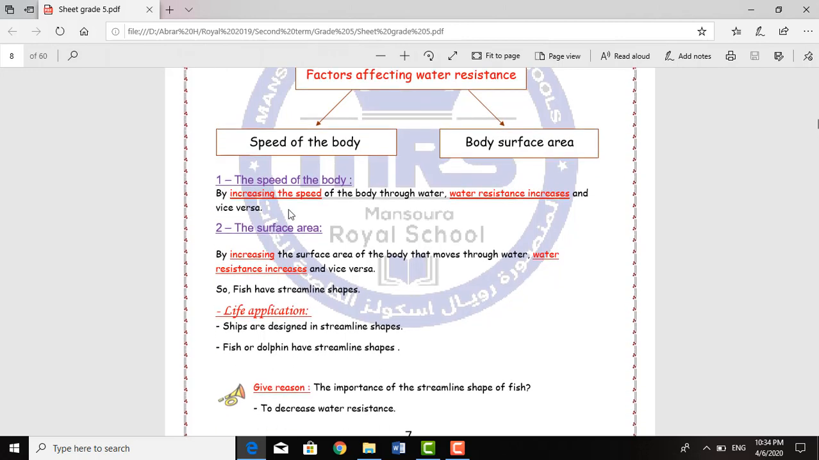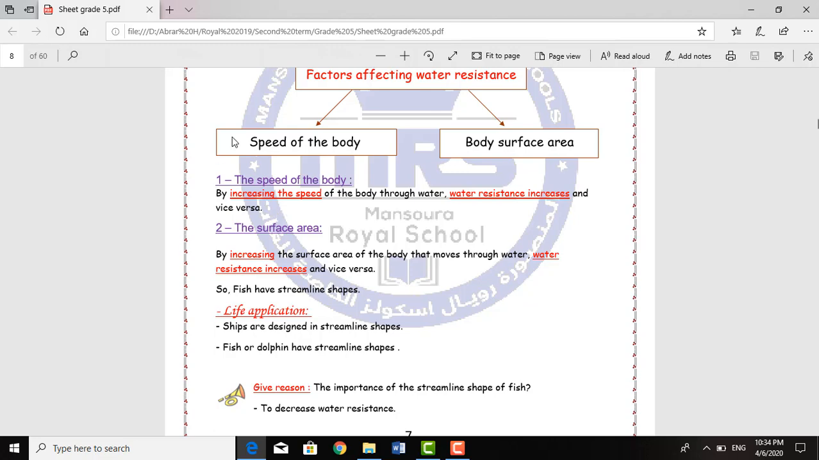The first factor that affects water resistance is the speed of the body. Since the water resistance is a type of friction, there is a direct relation between the speed of the body and the water resistance. It means that by increasing the speed of the body through water, the water resistance increases, and by decreasing the speed of the body through water, the water resistance decreases.